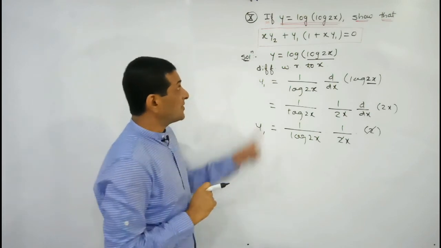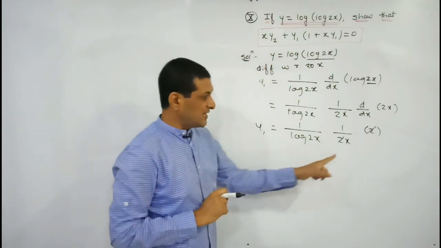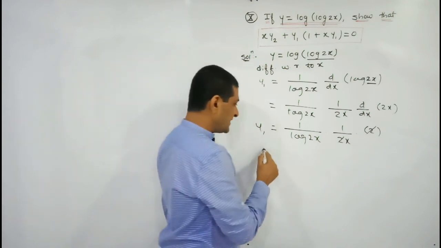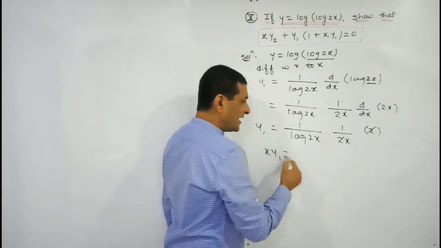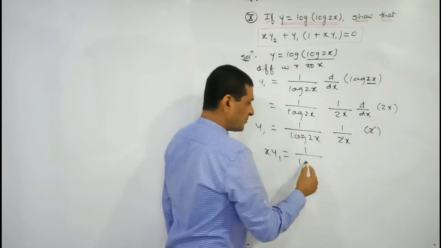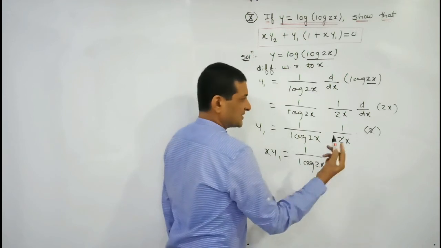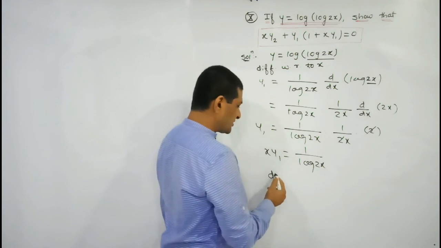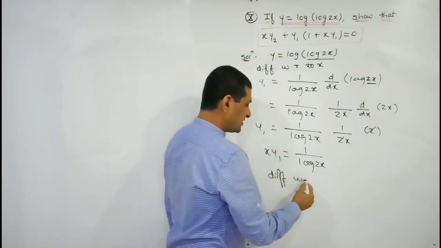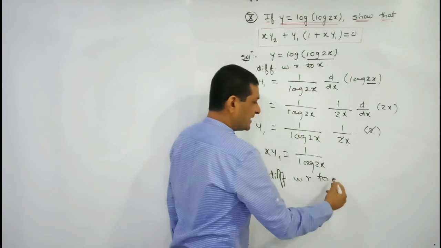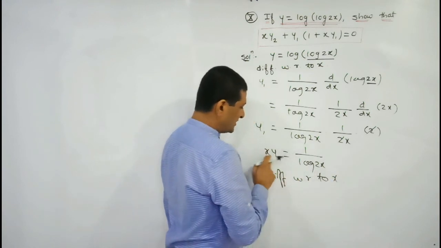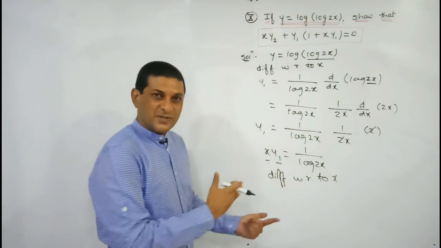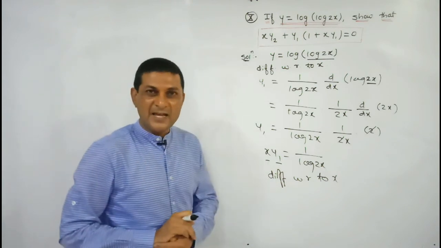If you observe the required result, x appears on this side. That's why I am shifting this x to this side. So on this side we will get x into y1, and the remaining term on this side is 1 upon log 2x, isn't it? Now again we are differentiating it with respect to x. To differentiate it, we have to apply the product rule on this side because a product of two functions is there. So let us find the differentiation of this left hand side applying the product rule.